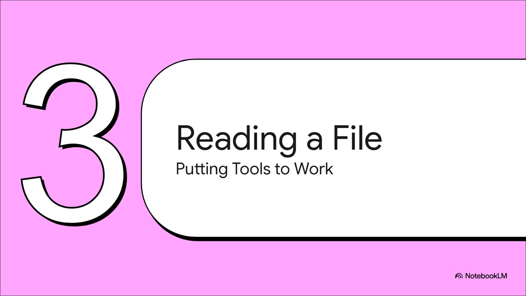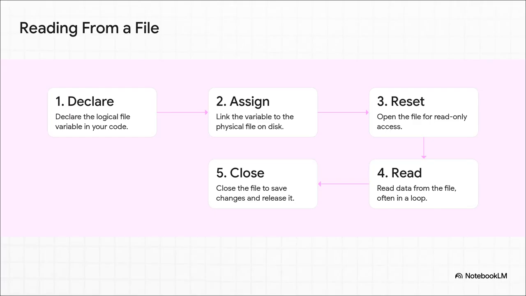Okay, enough theory. Let's see how all these tools actually fit together. We're going to build a simple, repeatable recipe for reading data right out of a text file and into your program. The process follows this exact same pattern almost every time. 1. You declare your file variable, your index card. 2. You assign it to the real file on the disk. 3. You open it for reading. 4. You actually read the data. And 5. The most important step, you close it. Follow these 5 steps and you'll reliably get data into your program every time.